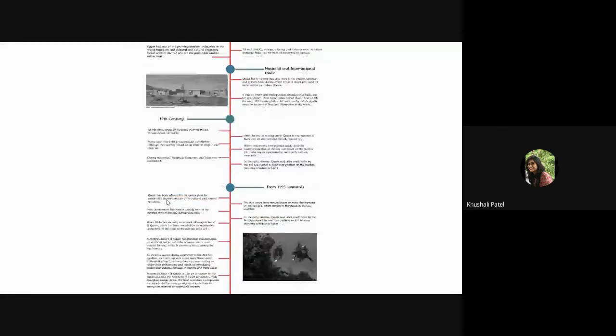Priya, next slide. Okay. Egypt has one of the growing tourism industries. Sorry for the interruption. Can you speed up a little bit this part, because actually we want to listen to your potential interventions? Yeah, okay, I'll just go.